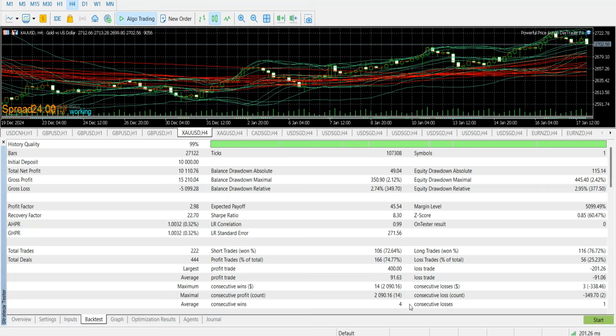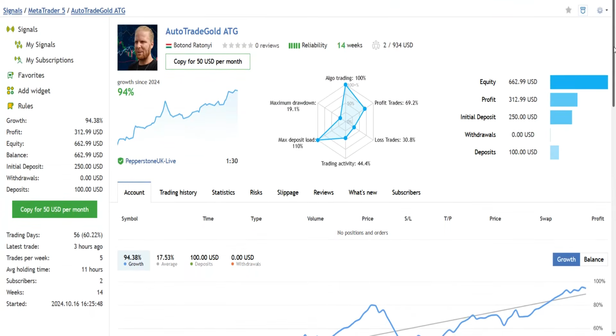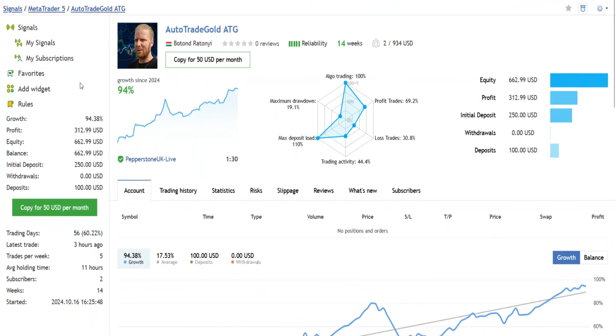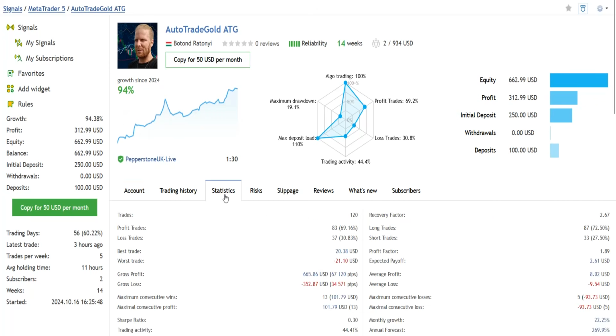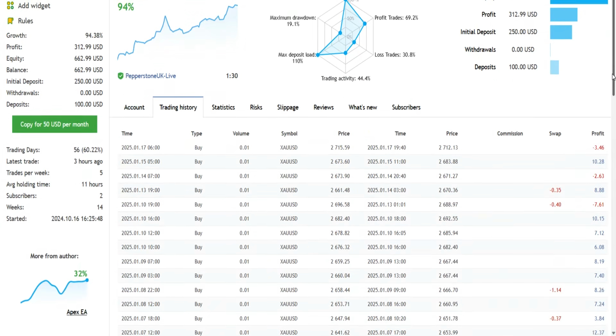And I wanted to also show you how the live signal is doing, and yeah, it is now at 94% with only 19% drawdown. You can take a look at all the statistics. It is very, very close to the backtest results, which is of course the dream of every data analyst and every trader.